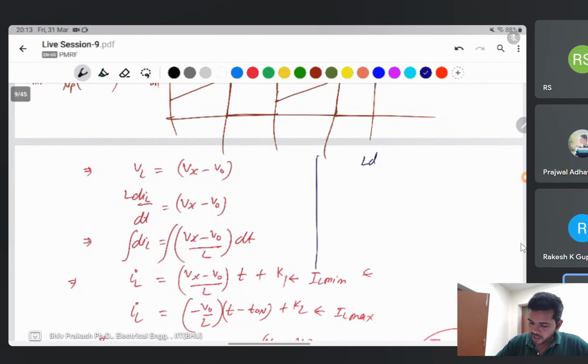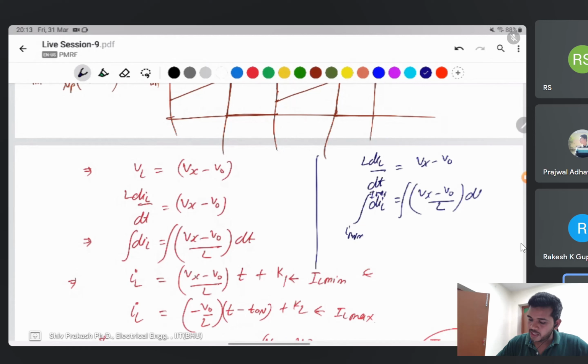I have written here delta IL divided by delta T is equal to Vx minus V naught. So delta IL is equal to (Vx minus V naught) divided by L. If you integrate this from I minimum to I maximum, with time with respect to 0 to dt, when the switch is on time.